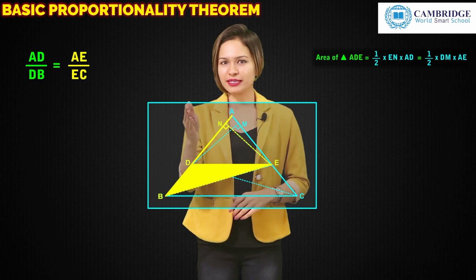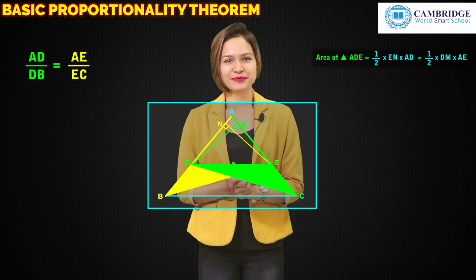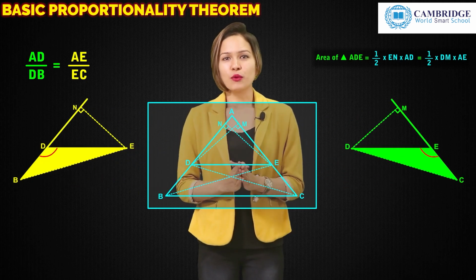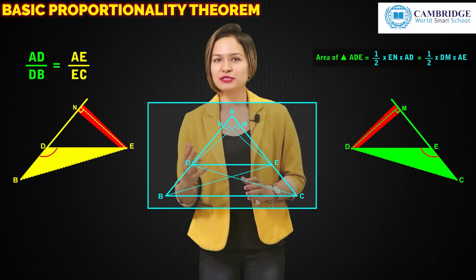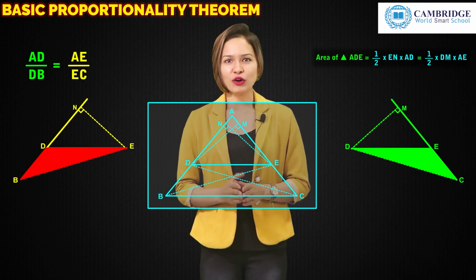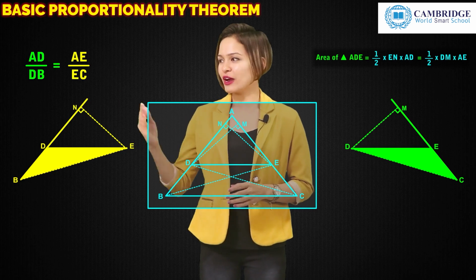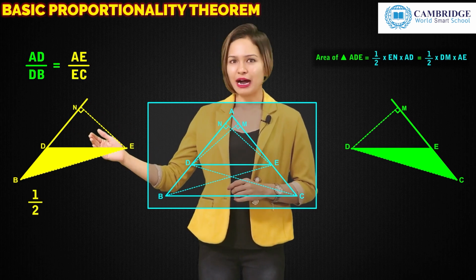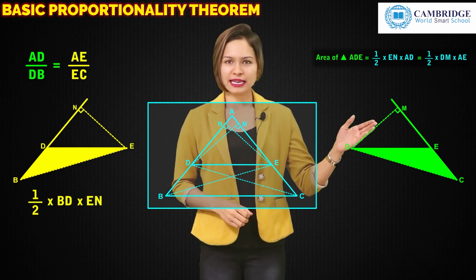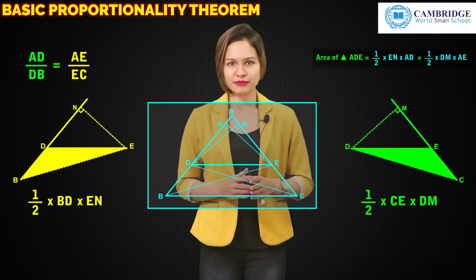Observe the triangle BDE and triangle CDE. How do they look like? Yes, they are obtuse angle triangles. And also we know that the perpendicular lies outside of the obtuse angle triangle. Now calculate the area of BDE and CDE. Area of triangle BDE is equal to half into BD into EN. Area of triangle CDE is equal to half into CE into DM.